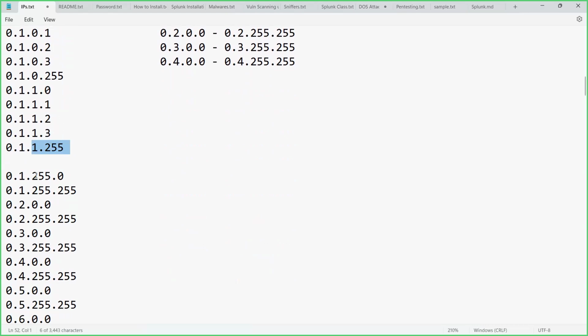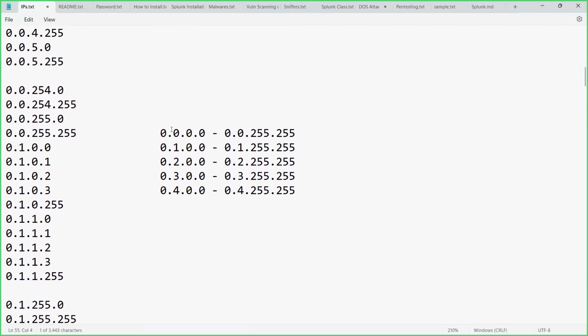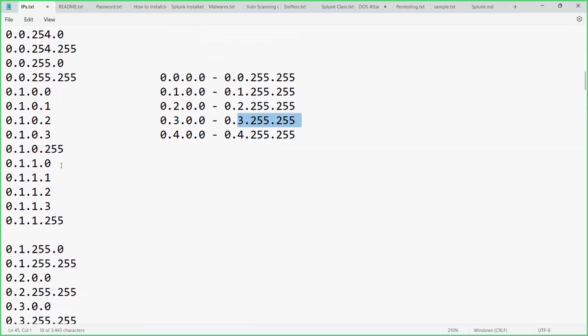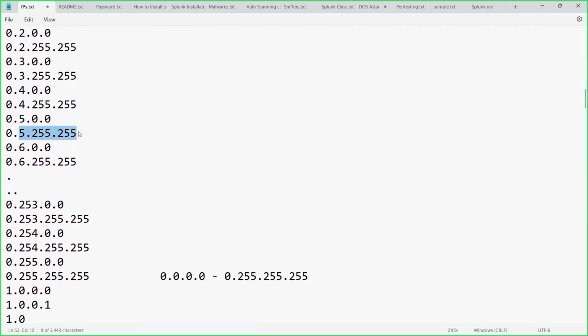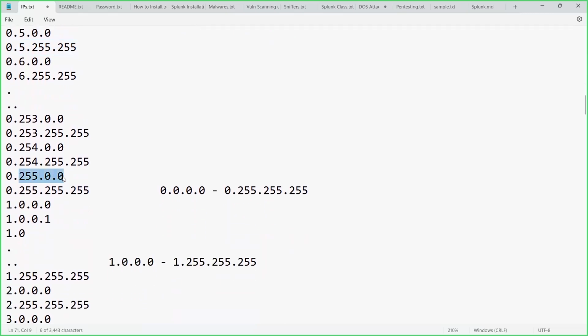Like that, the cycle repeats again, and you have 255.0, which goes up to 255.255. Then this one changes to 2. Okay, so again, this is the next pattern: 0.0.0 to 0.255.255, 1.0.0 to 1.255.255, 2.0.0 to 2.255.255, 3.0.0 to 3.255.255, 4.0.0 to 4.255.255, 5.0.0 to 5.255.255. Like that, the cycle keeps on repeating. And somewhere down the line, you would have 255.0.0 to 255.255.255. Okay. Now, once all these three octets are filled, this zero now changes to one.